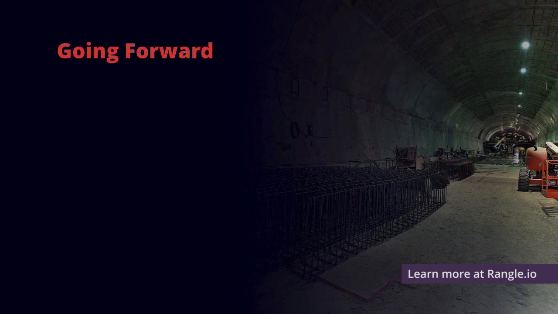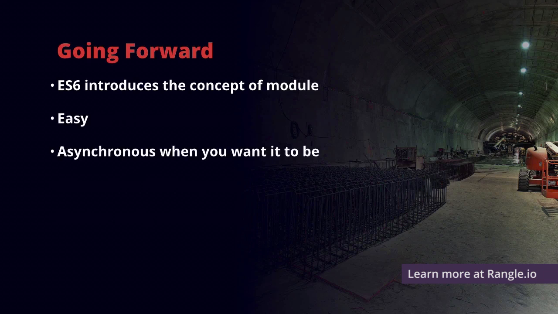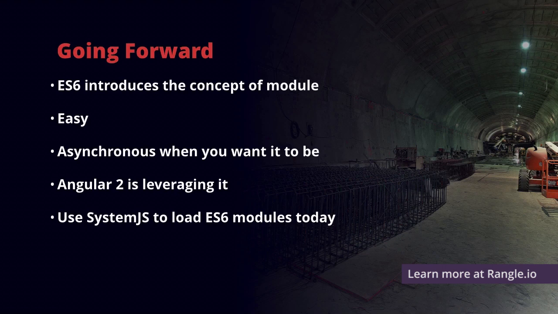Going forward, however, we now have better options. ES6 introduces the concept of a module, and it's a real module, and it's easy to use, which is awesome, and it's also synchronous when you want it to be. So in a way, it gives us the best of CommonJS and AMD modules. Angular 2 is leveraging it. Angular 2 is dropping its own module support, and Angular modules are now simply ES6 modules. Now you have a clear path going forward.